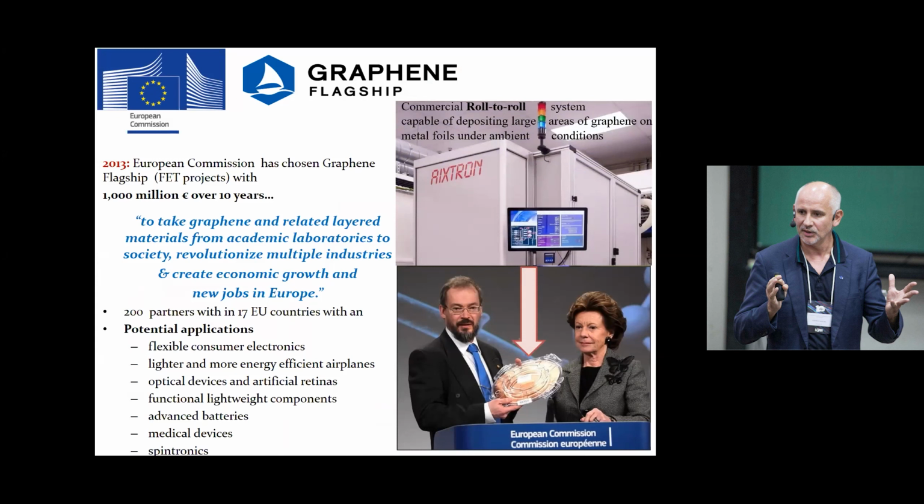Actually, at the kickoff meeting in Brussels, here you see our Graphene Flagship director, Jari Kinaret, holding in his hand a very large graphene-coated material, which was produced by Aixtron, a tool manufacturer involved in the consortium. So from the start, that was one of the main targets, to upscale these materials to be applicable in commercial applications.